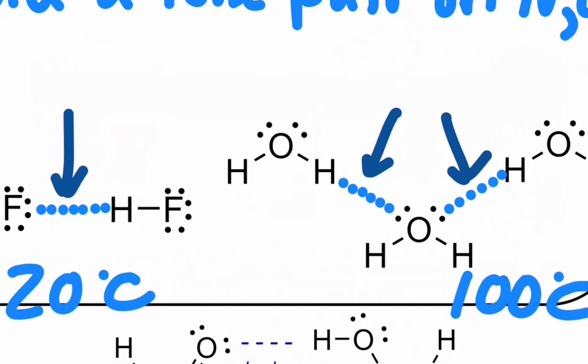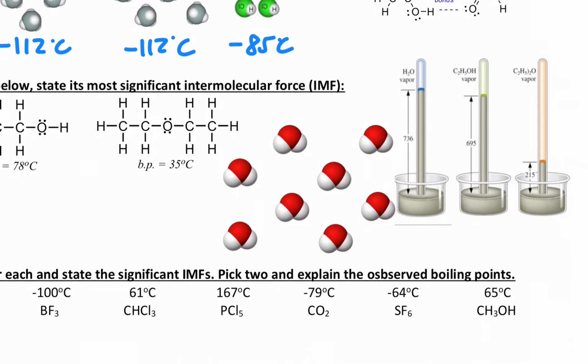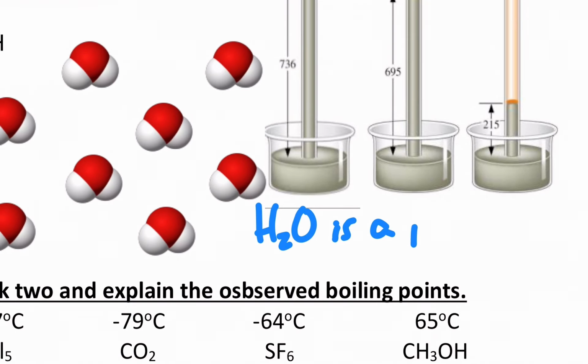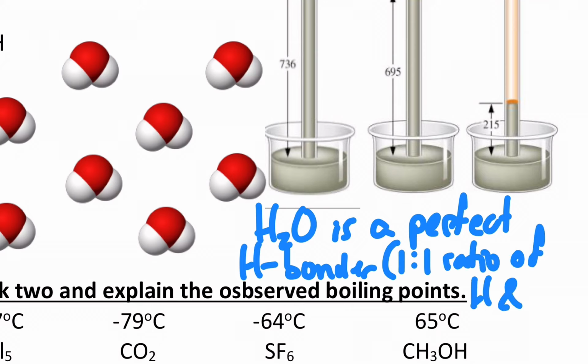Well, water is a perfect H bonder because there's a 1-to-1 ratio of hydrogen and lone pairs. I'll make a note of that down here actually because we're going to comment on that right here. Water is a perfect H bonder because of that 1-to-1 ratio of H, and I'll just draw a pair of dots, meaning a lone pair.